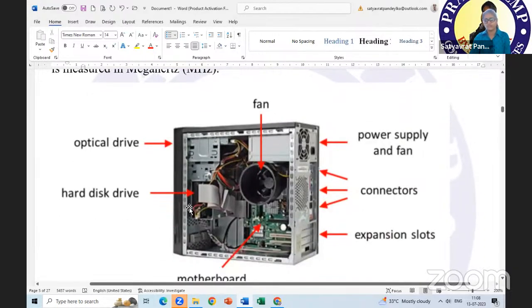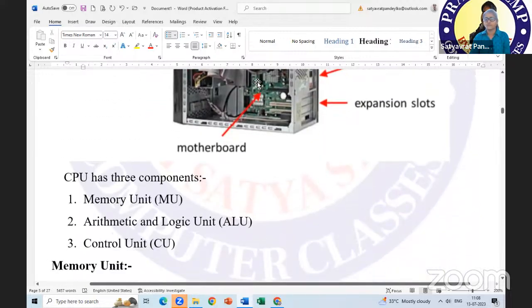Now this is the structure of a CPU. Here is attached a fan for the cooling, the connectors to attach the USBs, expansion slots, hard disk drive, optical drive, power supply and fan here. And this is the motherboard.